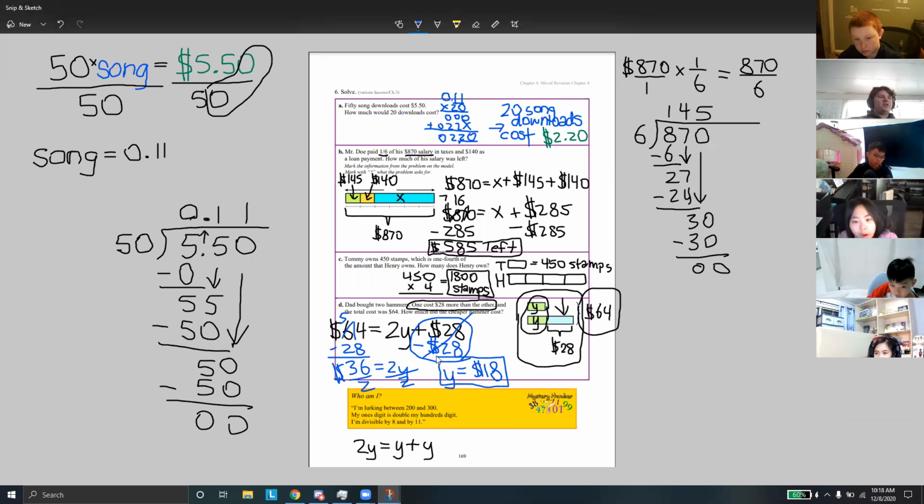And so what's the question we're trying to answer? The question is how much did the cheaper hammer cost? And you see the cheaper hammer is the one that's only 1 green block, right? Because the more expensive hammer is the green block plus $28. And so the cheaper hammer is 1y. And we found out that y equals $18. So we can write the cheaper hammer cost $18.